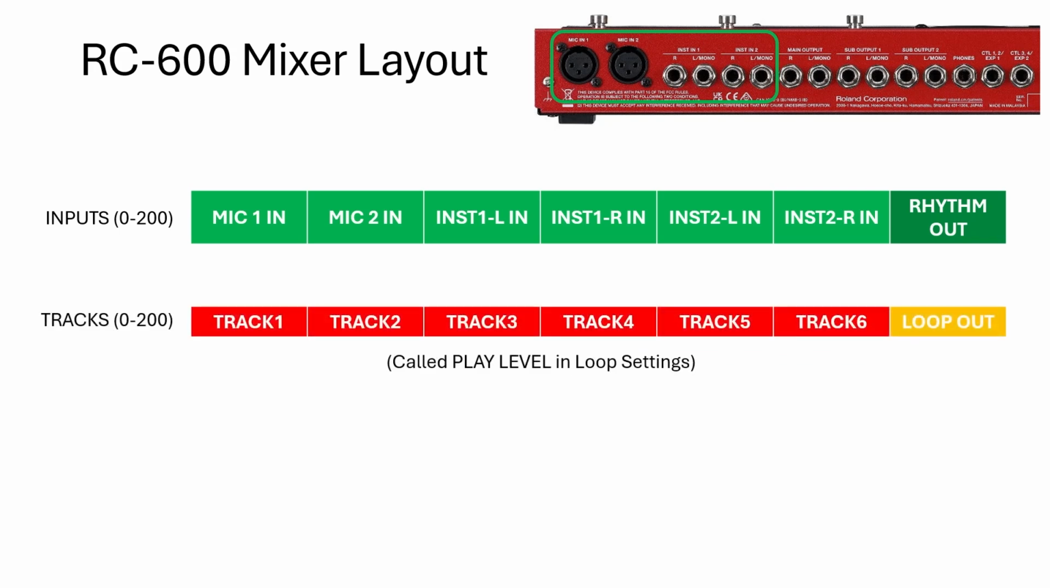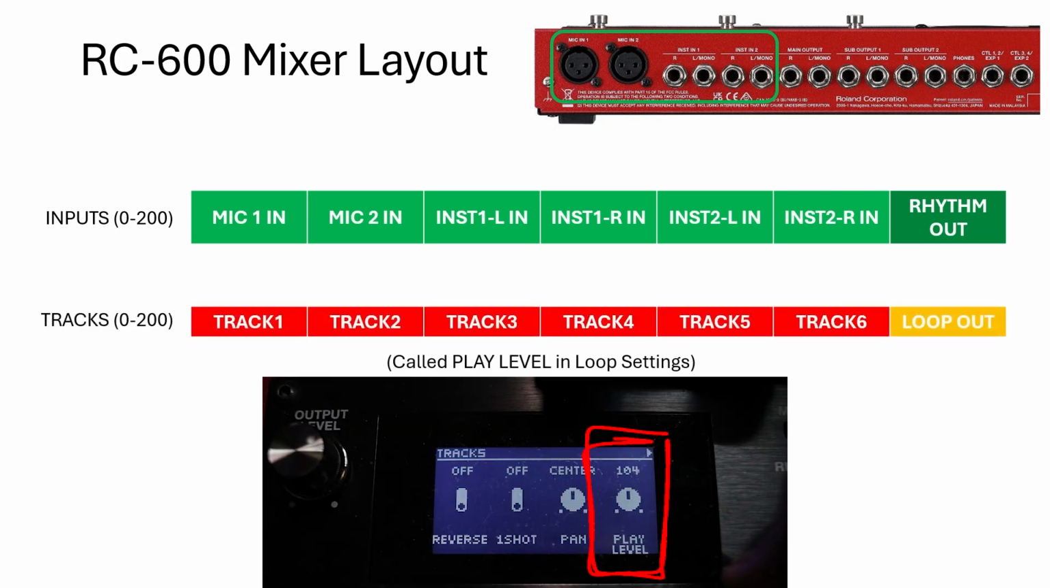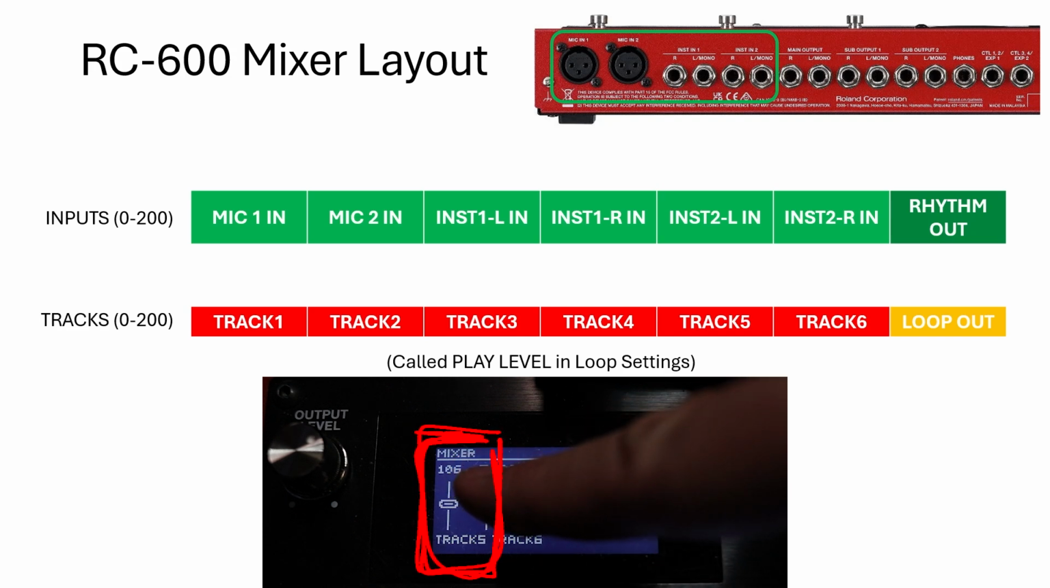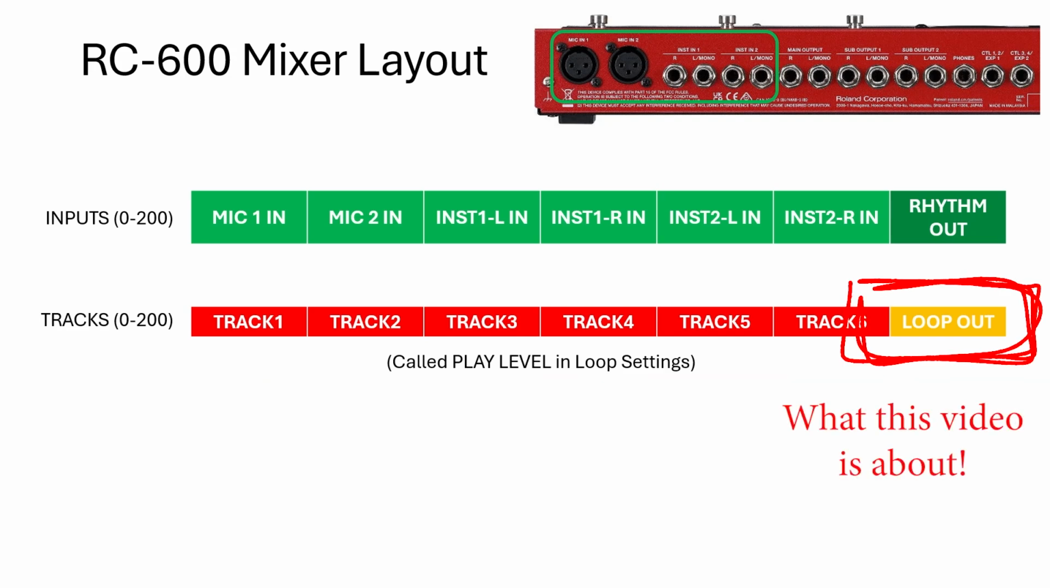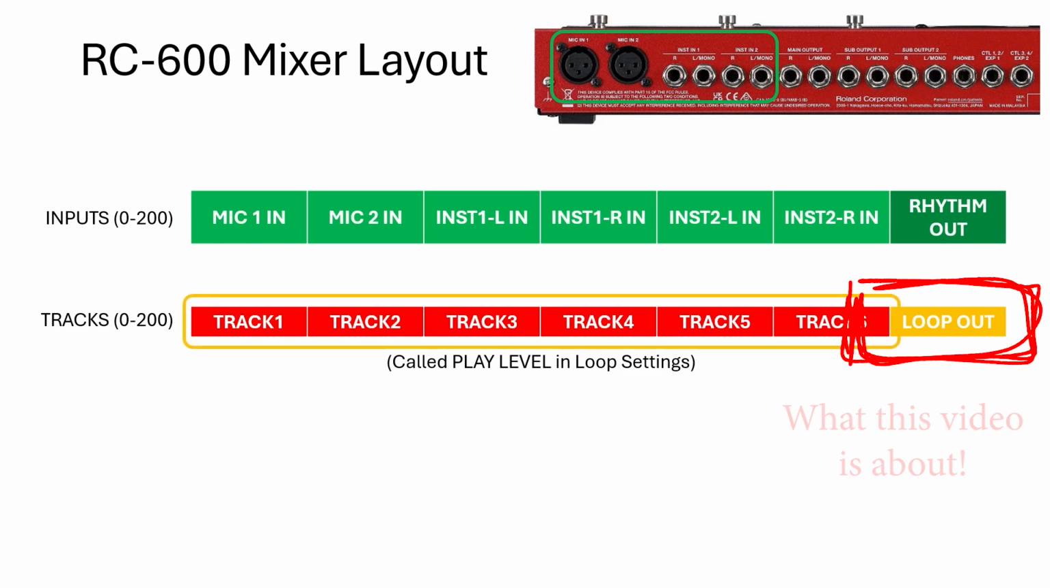Next, you've got your tracks 1 through 6 in the mixer. But if you actually go into the track itself and you try to click the level there, it's going to call it play level. And then there's also a loop out. So loop out is what would actually control all 6 of those together.